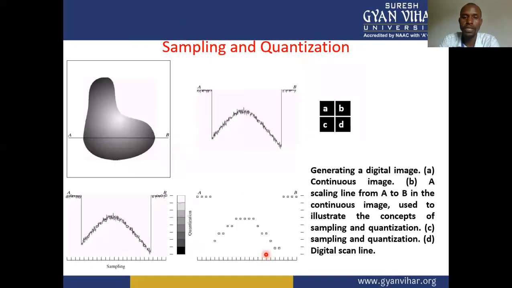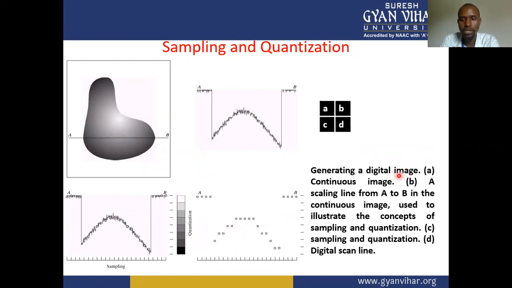Now, we've said before that in sampling, we are more focused on the coordinates, while in quantization, we are more focused on the intensity. Now, this is a diagram that we use to indicate the different activities that occur in an image. So we have 4 figures: this is the first one, then the second one, third one, and last one.